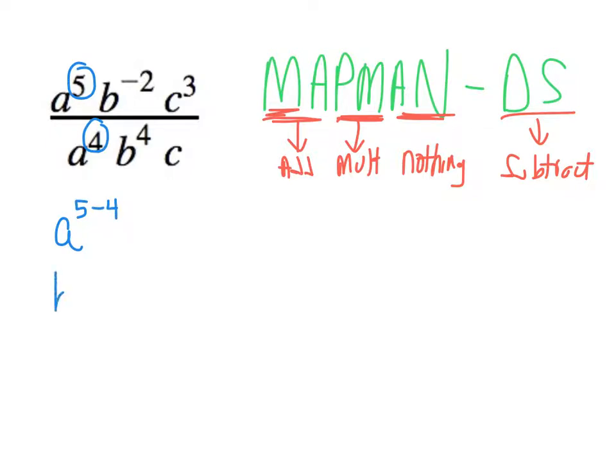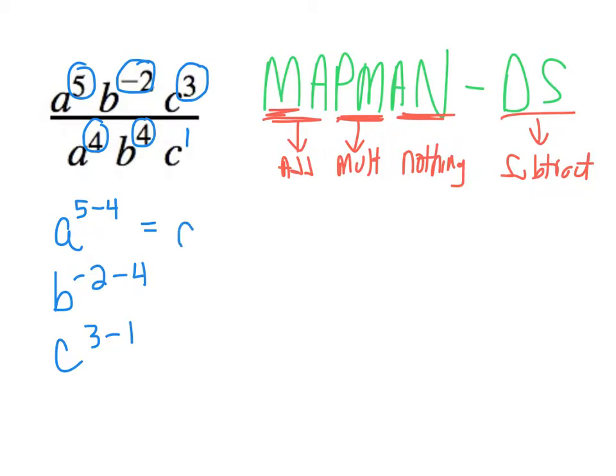And then I've got a b. Again, we're going to go top minus bottom, being very careful with our negatives, negative 2 minus 4. And then our c. We've got a top, but we don't have anything on the bottom. So just to remind you, if there's not an exponent written, it's always a 1. So 3 minus 1. Now we can go ahead and just simplify these a little more.